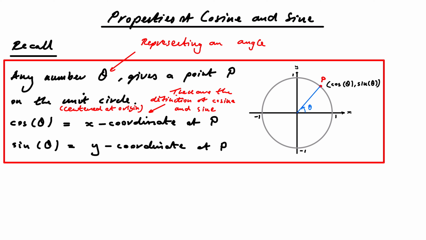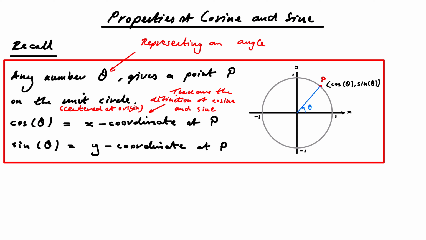Now, the definition of cosine and sine is: whatever position you have there given by the angle theta, it has an x and a y coordinate. Cosine of theta, by definition, is the x coordinate. Sine of theta, by definition, is the y coordinate. So that is the meaning of cos theta and sine theta.